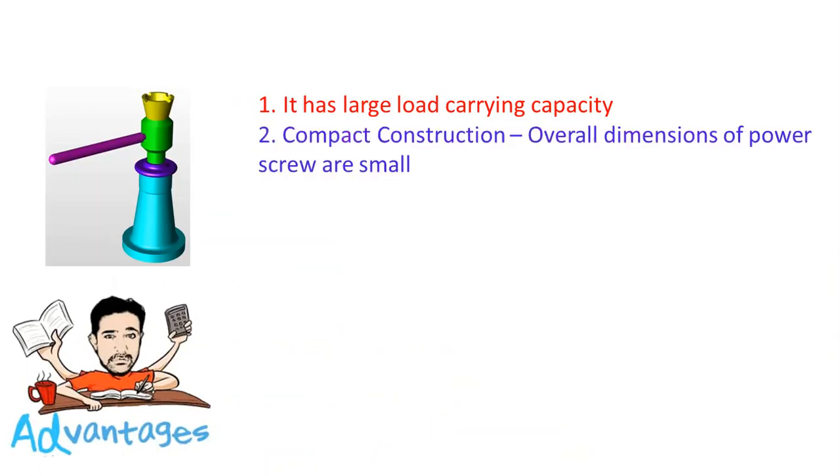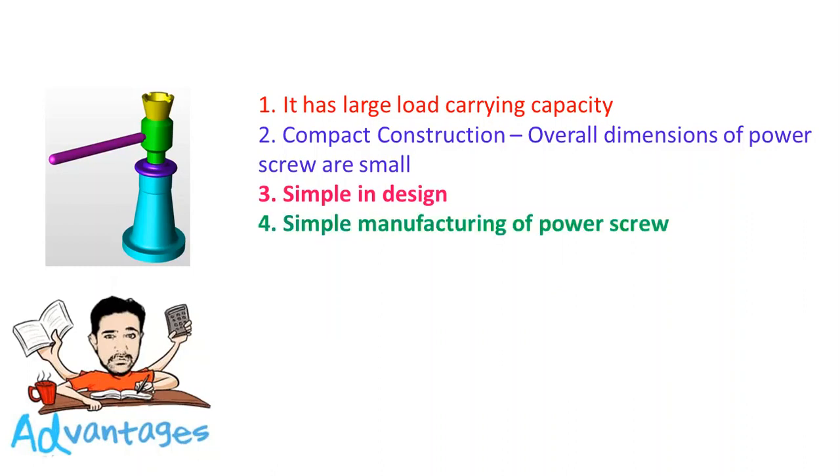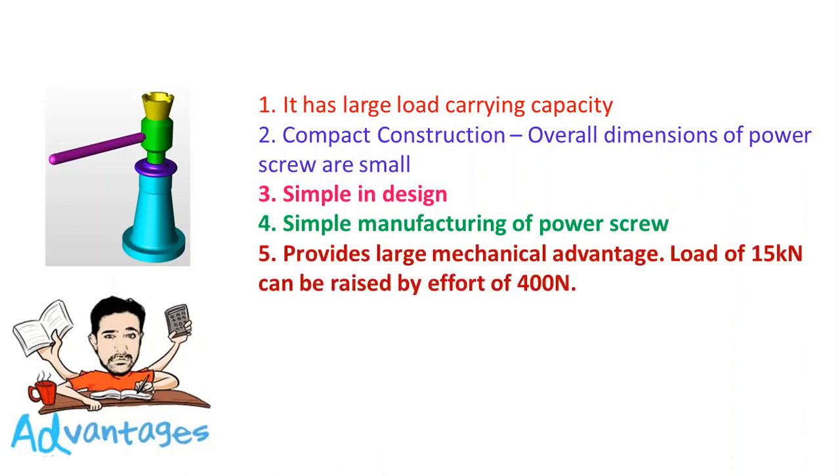Now, what are the advantages of power screw? It has a large load carrying capacity. You can see the dimensions of the power screw are small because it has very few parts. Also, its design is very simple. Also, since the parts are few, the manufacturing of the power screw is also very simple.